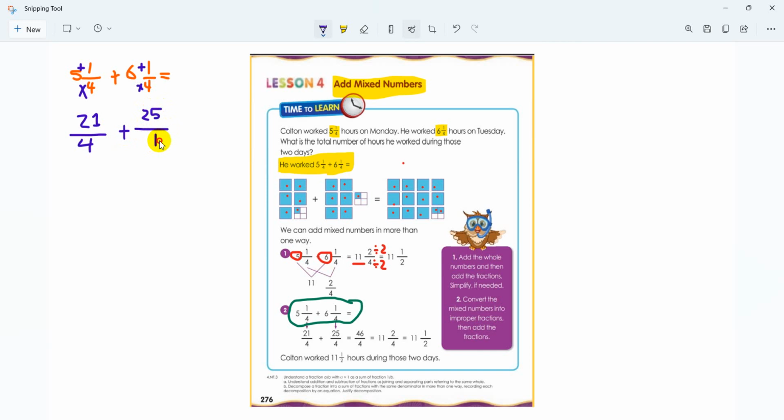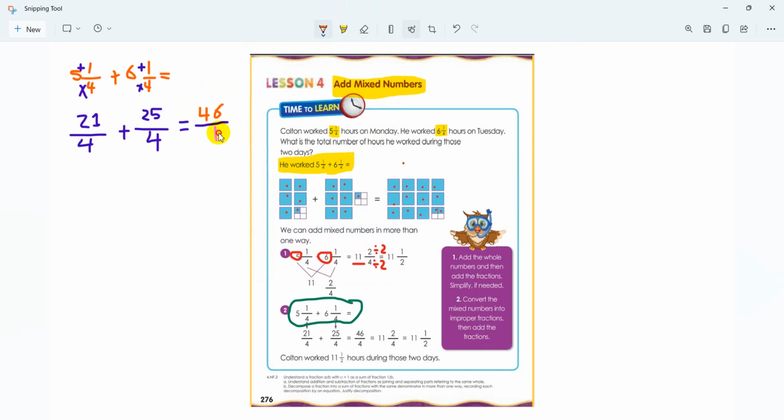Now we have 2 like fractions. We can add them in an easy way. We can add only the numbers up, not the numbers down. We write the same denominator. We don't change it. Now we have 21 plus 25. It's very easy, equals 46. 46/4.